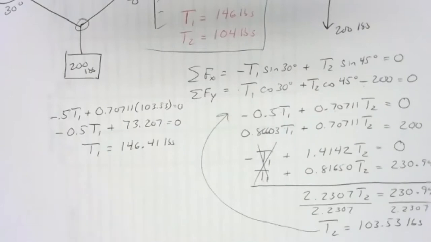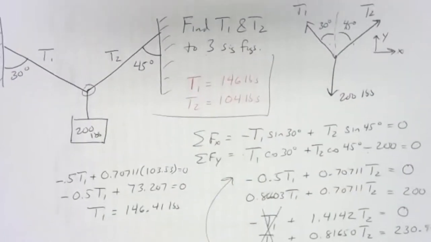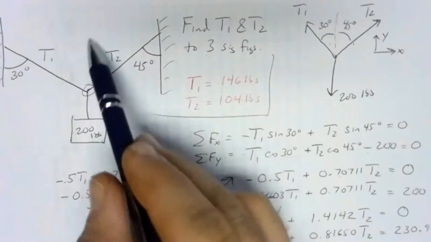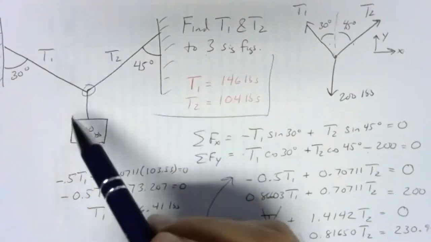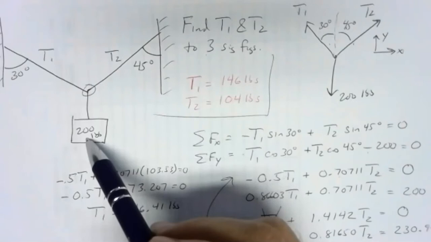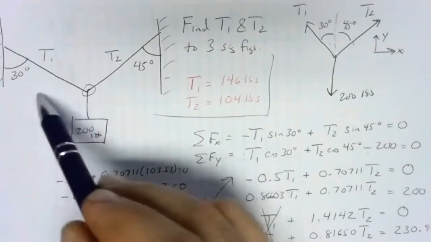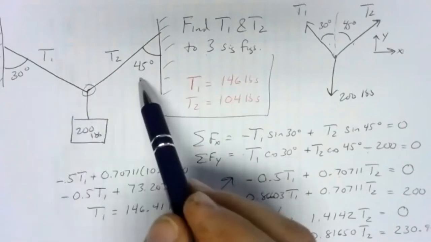So 146.41 for T1 and 103.53 for T2. Let's go back and look at the original problem here and make sure those numbers make some sort of sense. The more vertical a rope is, the more of this load it's going to be supporting. The more horizontal it is, the more it's just really pulling against the other rope.